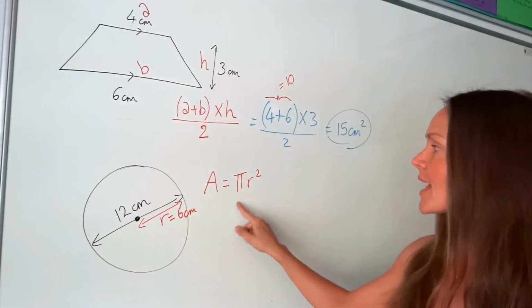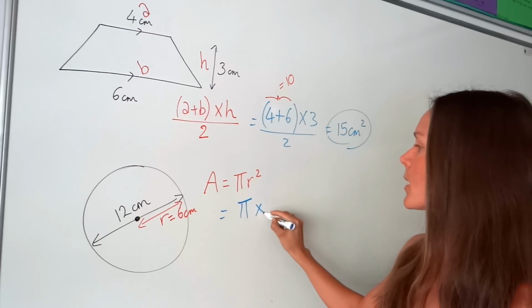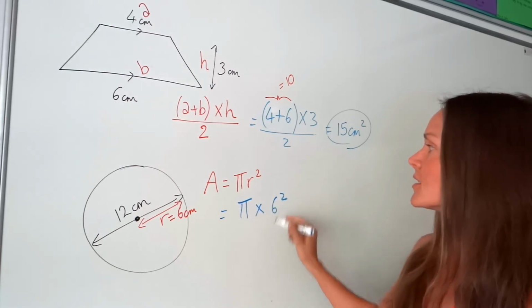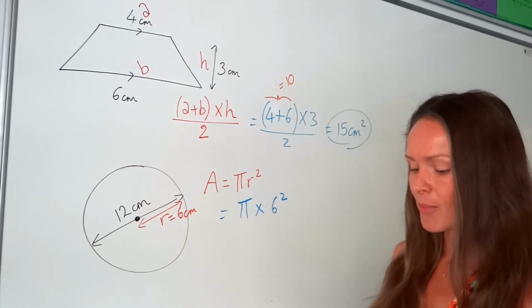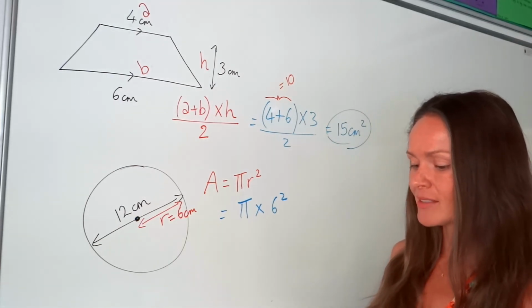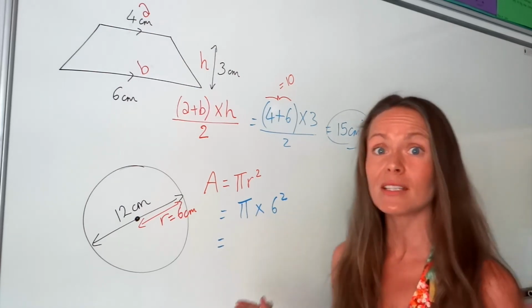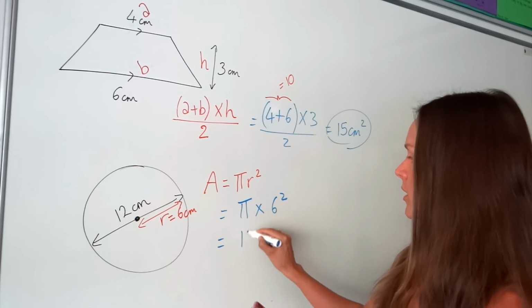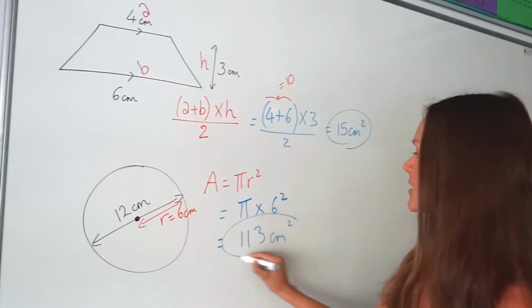To calculate the area of this circle, I do pi multiplied by 6 squared. This time you're going to use the calculator. So you need to type in pi, multiply by 6 squared, and that gives me, and I'm going to round to 3 significant figures, 113 centimeters squared.